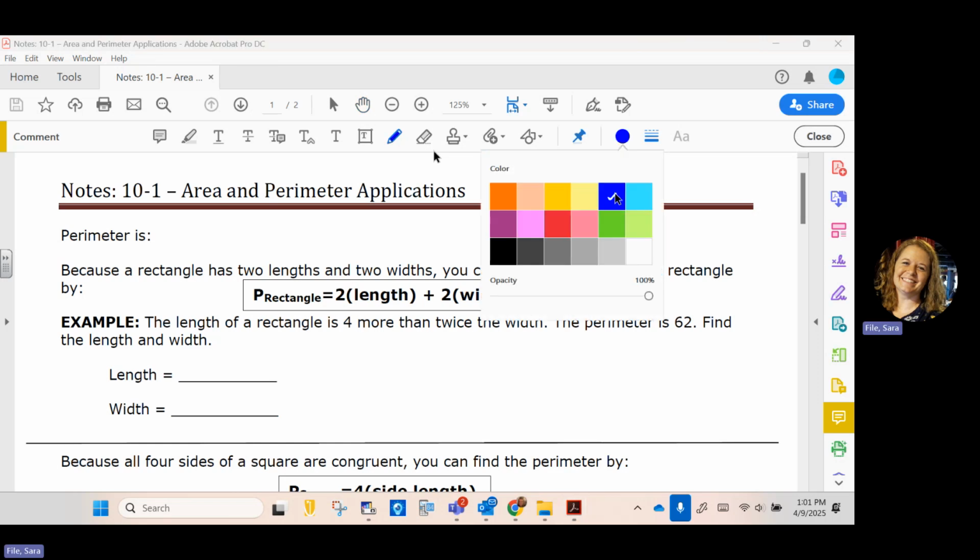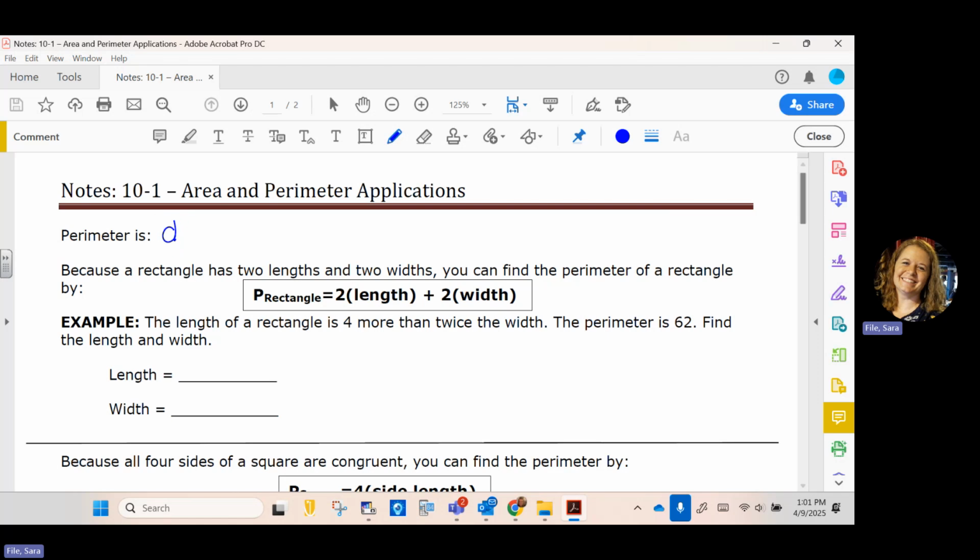So first off, let's talk about perimeter. Perimeter is the distance around the outside of a figure, of a shape. So how long is the distance if you were to travel around the edge of the shape? It's one dimensional, it's just length, just distance. To find that distance, there's a few different things you can do.